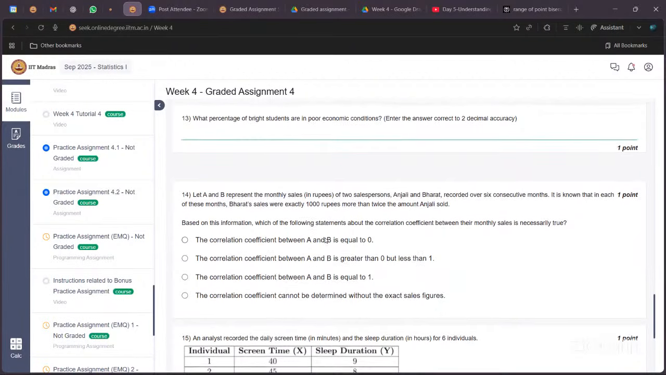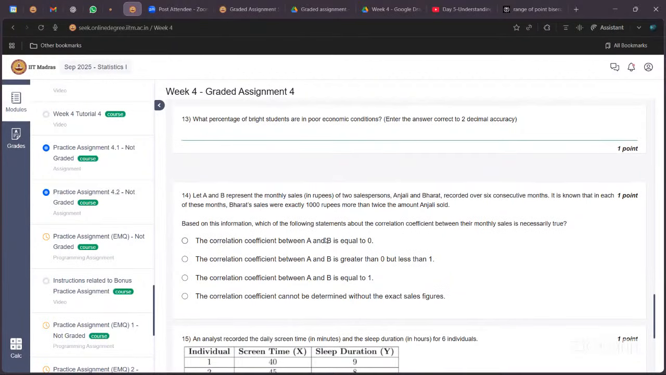Bharat is actually y, and it is exactly 100 rupees more than twice of Anjali. So Anjali, let's say x, so your data is 2x plus 100. Now your data set will change for each value since there are 6 recordings. So you have to use the formula.